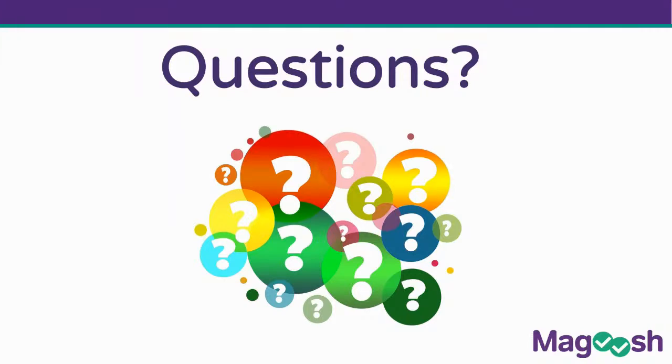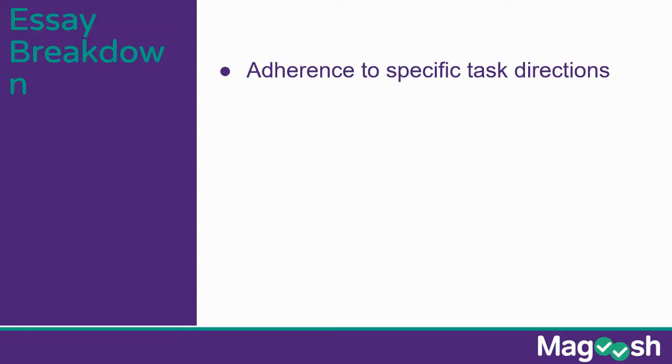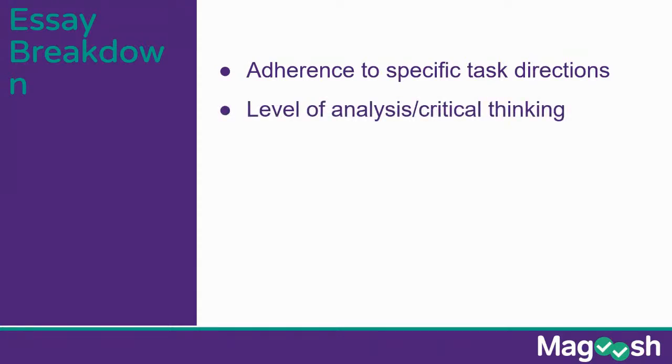All right. So let's talk about why, I don't know why they ended up at the bottom there, but we're going to break that down and talk about why I gave that essay a 5. Basically, the adherence to the specific task directions was on point. The level of analysis and critical thinking wasn't mind-blowing, but they did a very good job of finding relevant assumptions to attack and then explain why those assumptions were problematic.